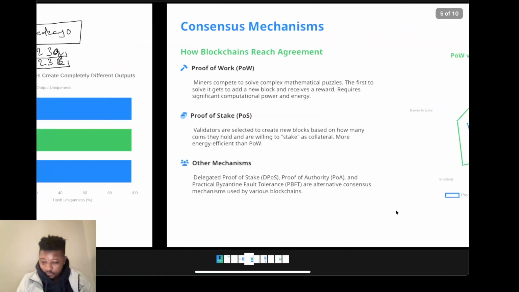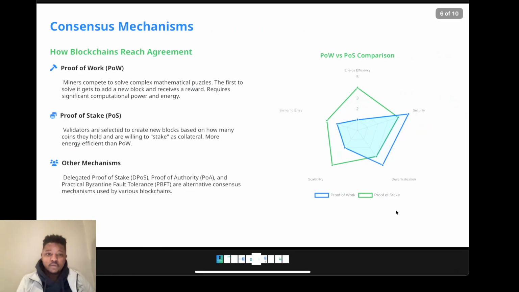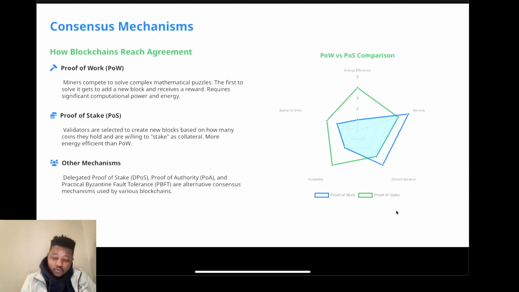Okay, then we talk about consensus mechanisms, how a blockchain reaches an agreement. There are different types of consensus mechanisms. The most popular ones are proof of stake and proof of work. Proof of work is associated with Bitcoin, and also Ethereum.